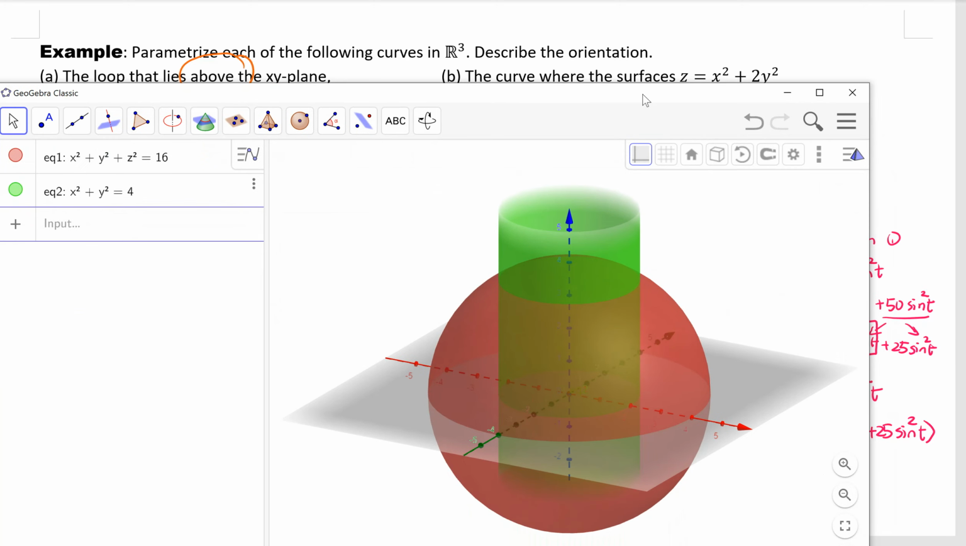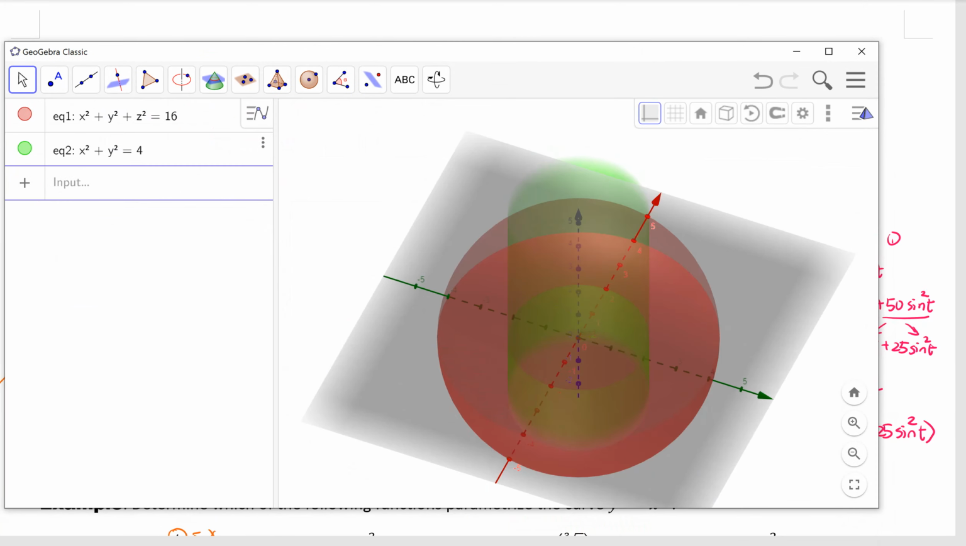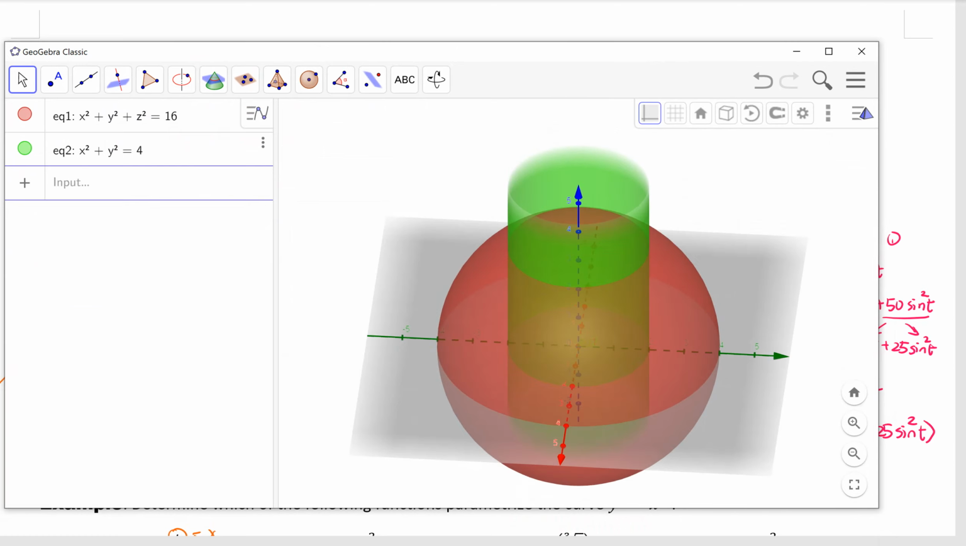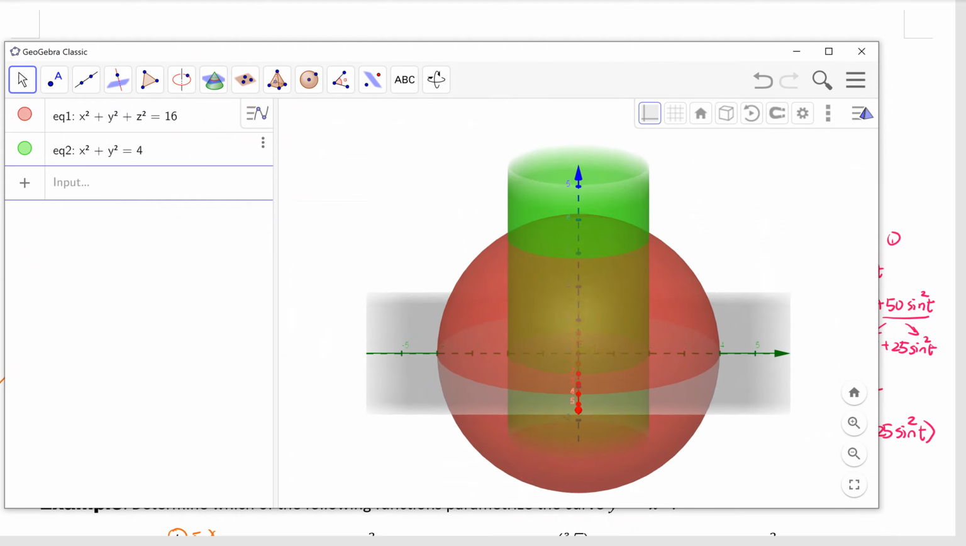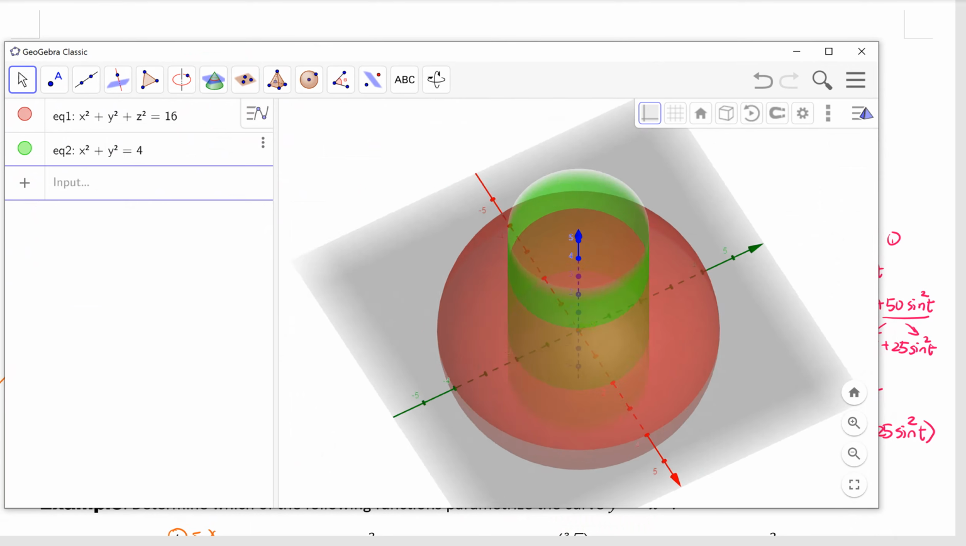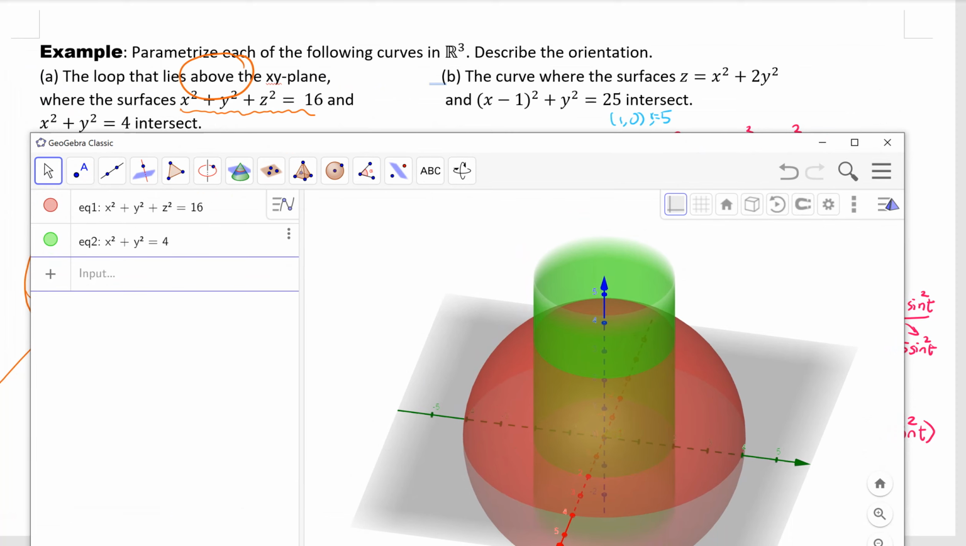So now you see this is the sphere, and we can see the sphere intersects the cylinder, and we get 2 loops. The intersections are 2 loops. One is on top, one is at the bottom. So far so good, everybody? Okay, how about the next one?